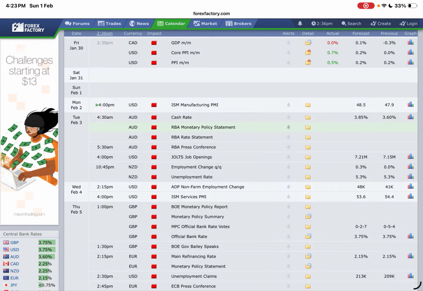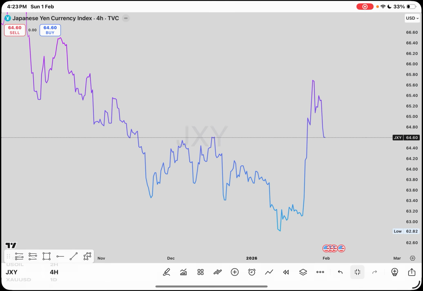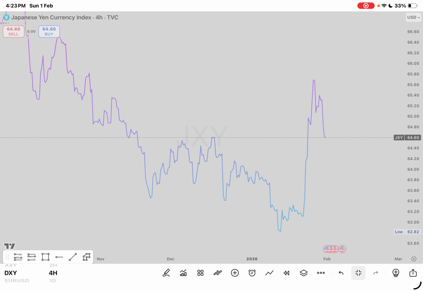Do you understand? But in the long term, the Australian economy is experiencing positivity, so we should be expecting more bullish ride on AUD. Now, what about dollar? I want you to understand that dollar is still going to be bearish. This might just be a retracement.